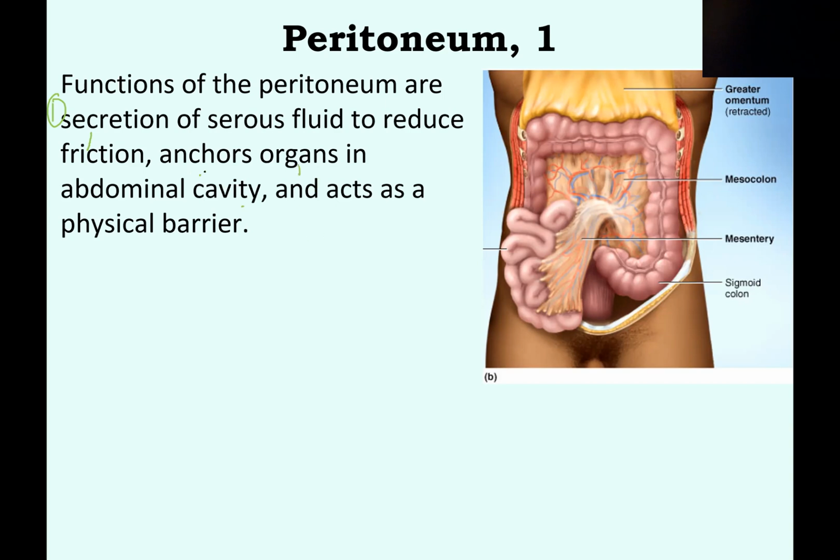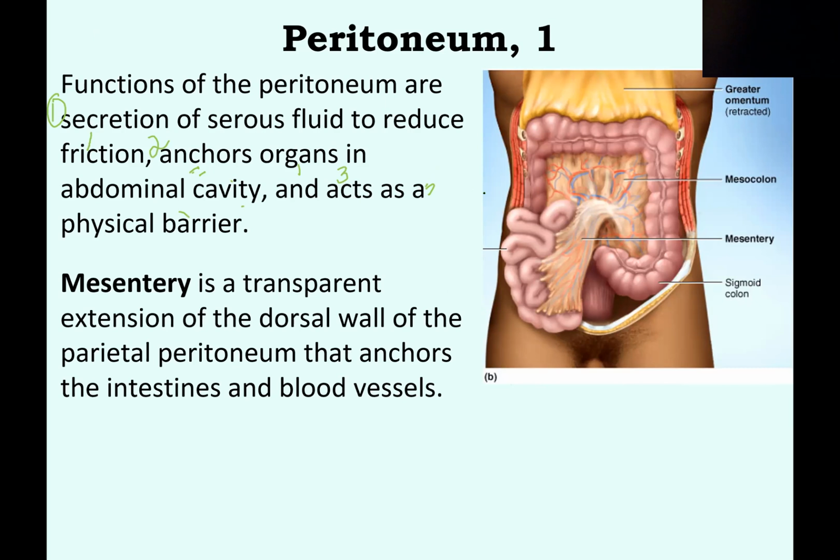The second is to anchor the organs in place so they're not flopping around. And it acts as a physical barrier. That would be its third one. Now, because of the size of the abdominal cavity, the parietal peritoneum has some segments that have their own name because they have a special function. So they're segments of the parietal peritoneum.